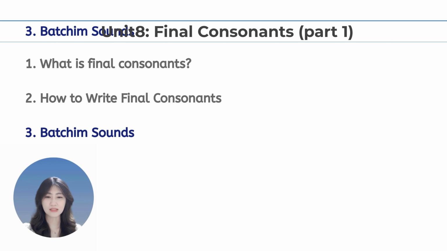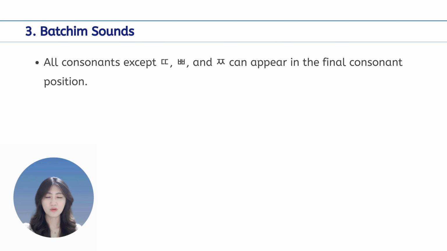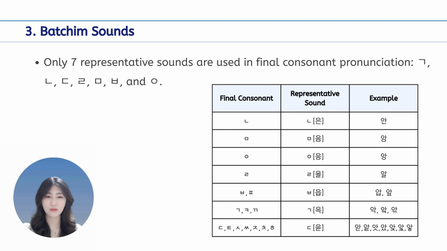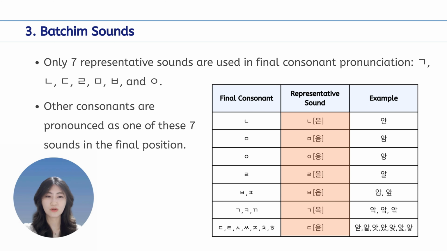Now let's learn batchim sound. Almost all consonants can appear as batchim, but there are a few exceptions. 쌍디귿, 쌍비읍, and 쌍지읒 are not used as a final consonant. Here is the most important part. Even though many consonants can appear as batchim, there are only 7 representative batchim sounds. Many different consonants change into one of these sounds in the final position.